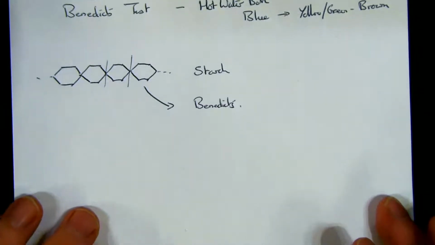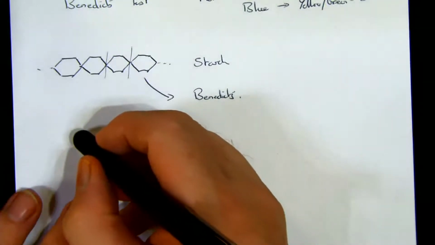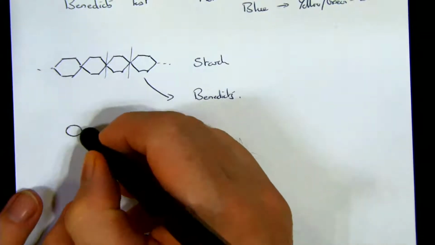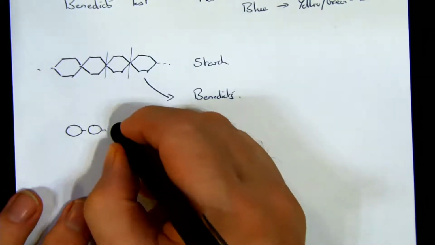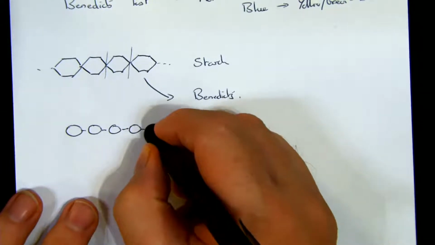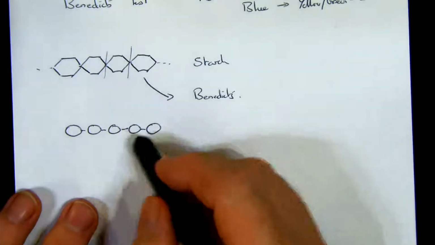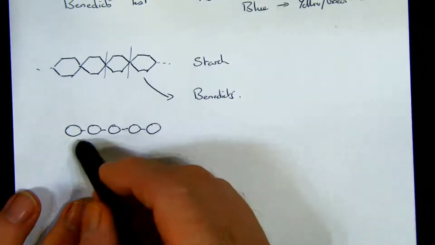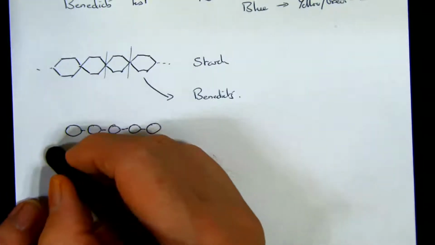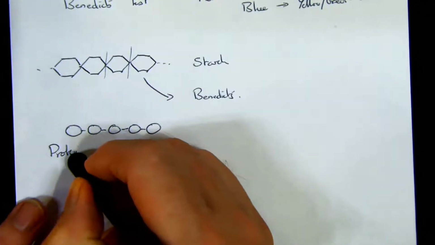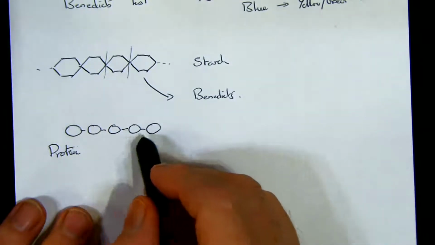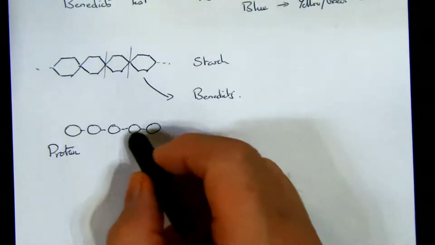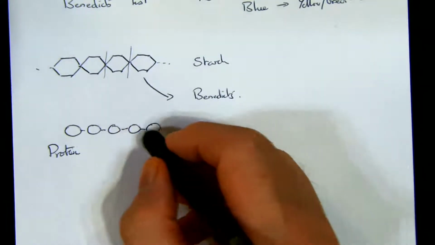Proteins are in fact made up the same way. A protein consists of an amino acid group joined to another amino acid group, joined to another one, and another one, and another one, in the same way, really, as the sugars are joined together. So this is our protein chain, and when we get our protein chain, the Biuret test will simply react with this and produce this sort of purple color.